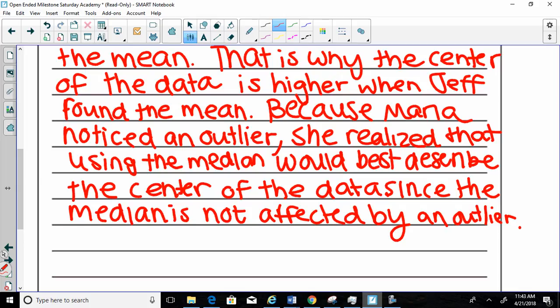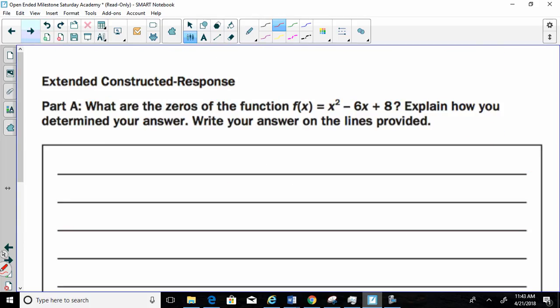That's how the song goes. All right. Next one. We got how many more? Two more open-ended. All right. What are the zeros of the function? So how could we find the zeros? But you have to explain how you found the answer.